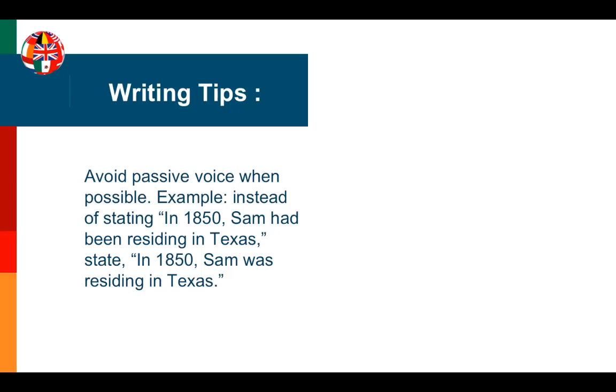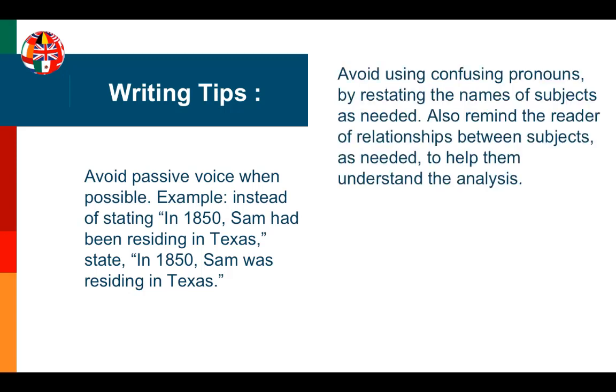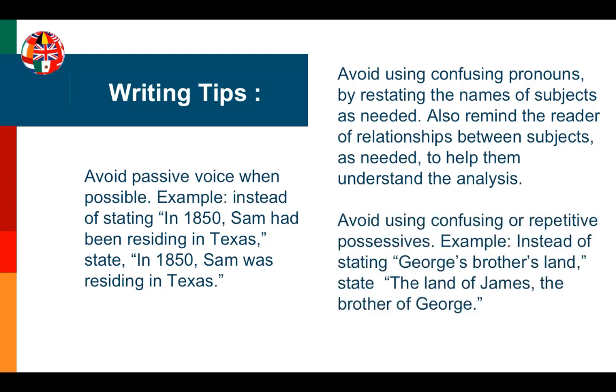For example, instead of stating, in 1850, Sam had been residing in Texas, state, in 1850, Sam was residing in Texas, or even, in 1850, Sam resided in Texas. Avoid using confusing pronouns by restating the names of subjects as needed. Also, remind the reader of relationships between subjects as needed to help them understand the analysis better. Avoid using confusing or repetitive possessives. For example, instead of stating George's brother's land, state the land of James, the brother of George.